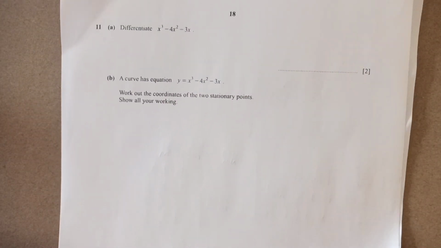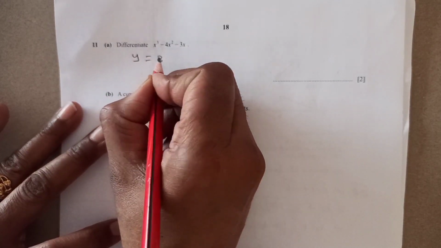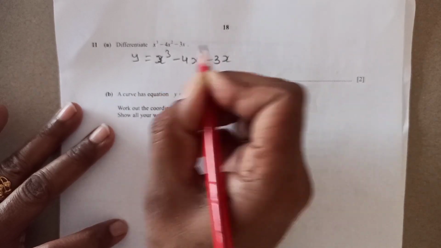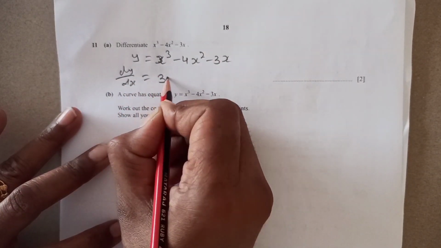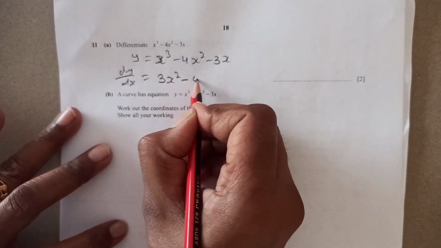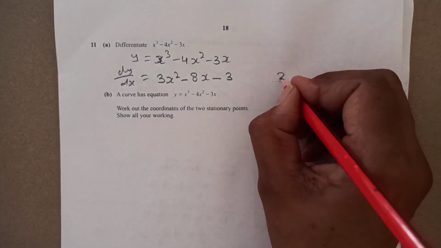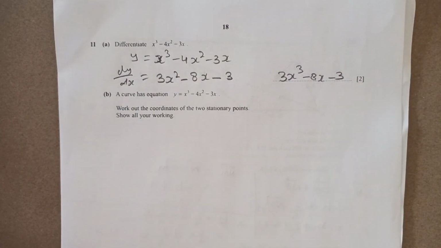Now question number 11, differentiate this one. Let's say y equals x cubed minus 4x squared minus 3x. When you differentiate, dy over dx is going to be 3x squared minus 4 times 2, 8x, and minus 3. So that is the final answer, 3x squared minus 8x minus 3, right?